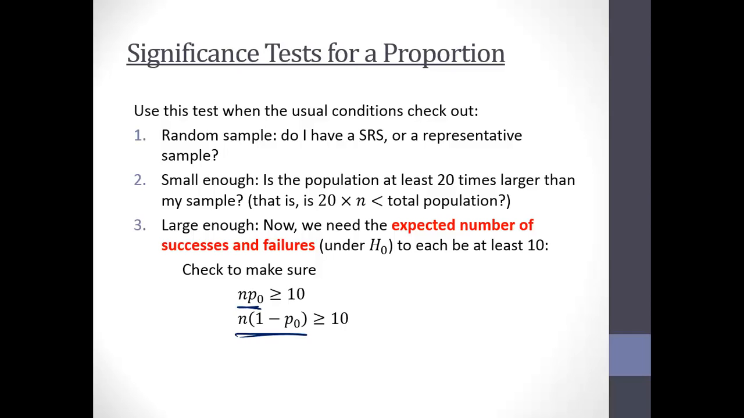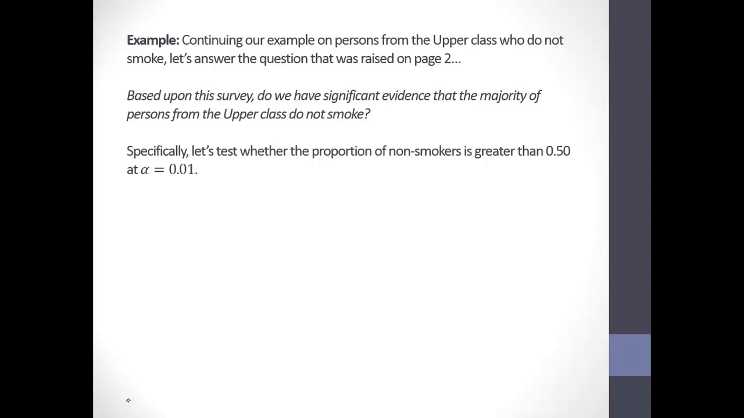Questions, comments on the conditions here? All right, let's see if we can get through an example of this. Going back to the first example we looked at, that first confidence interval we calculated this morning. The question we might want to know is, based on this survey, do we have significant evidence that the majority of persons from the upper class do not smoke? And we want to test this at alpha equal to 0.1.